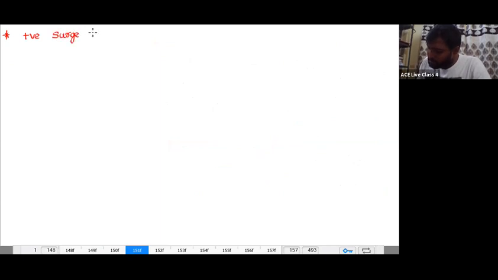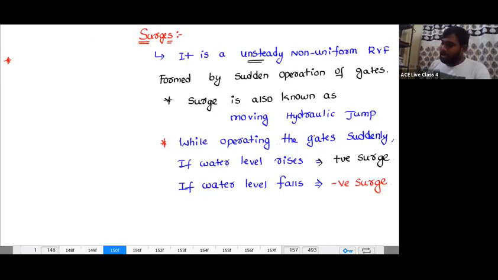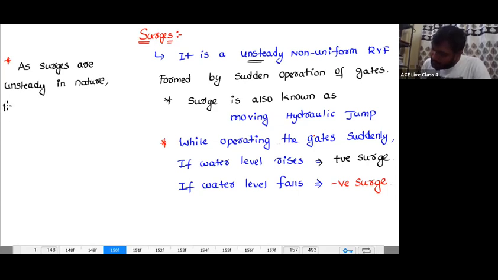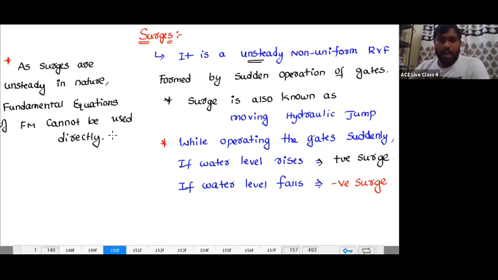Positive surge moving downstream. So as I mentioned to you, as the surges are unsteady in nature, the fundamental equations of fluid mechanics cannot be used directly, because all those fundamental equations are for steady flow.